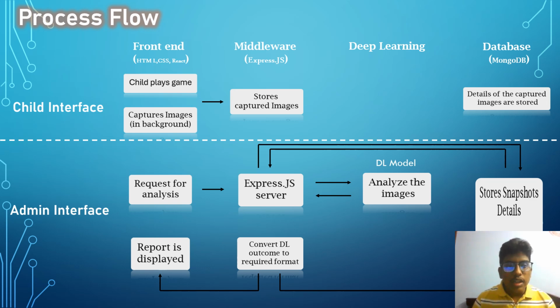First, mainly in the child interface in the front end, when the child plays the game, the images are captured in the background, and in the middleware the images are stored. And the details of the captured images are stored in the database. And in the admin interface, when the admin calls for the analysis, the request is sent to the Express.js server, and the components communicate with each other as shown in the previous slide, and the report is displayed.